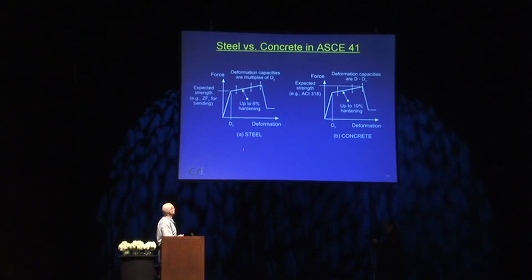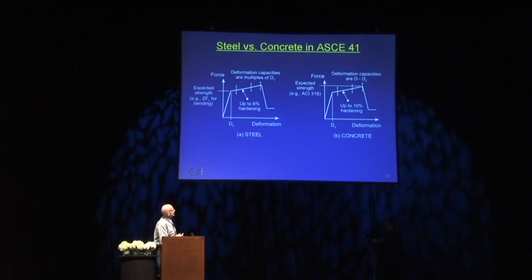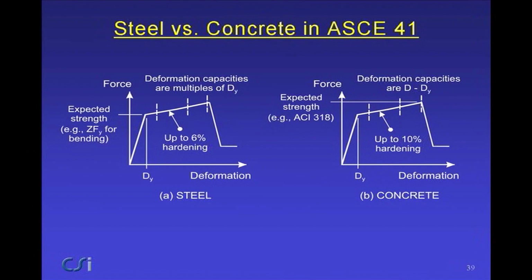One little detail about steel versus concrete in ASCE 41. The steel on the left, and typically this point here is the expected strength, and then you have some strain hardening possibly beyond that. In concrete, this point up here is usually the expected strength, and you come back to the Y point. You just have to be a little bit careful there. ASCE 41 deals with steel and concrete rather differently in a number of respects, and this is one of them.